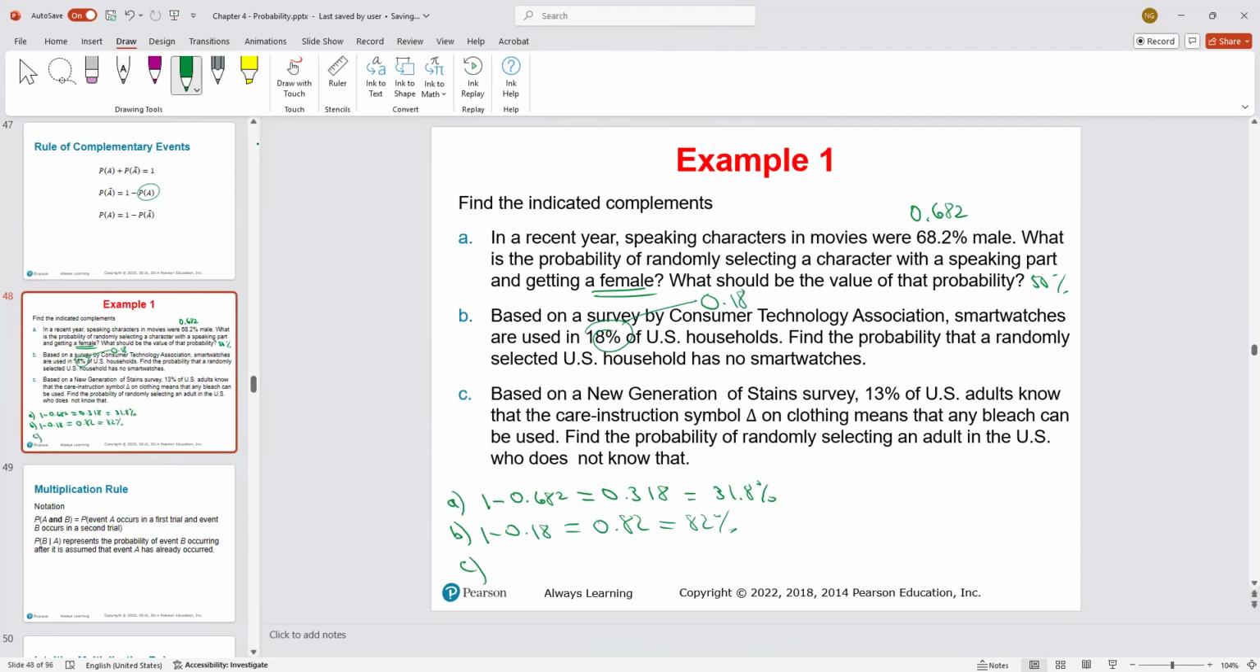For C, based on a survey, 13% of US adults know that the care instruction symbol on clothing means that any bleach can be used. So what is the probability of randomly selecting an adult in the US who doesn't know it? 13% know it, so it's 0.13. So how many don't know it? You need to subtract it from 100%. So 0.87, or 87% of people don't know it. We call this the complement rule.